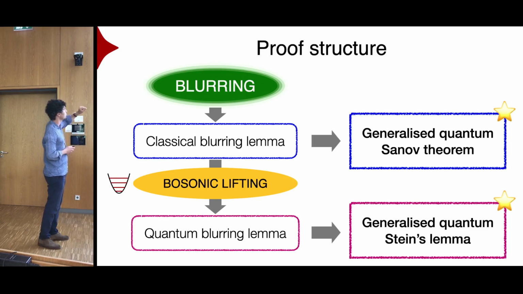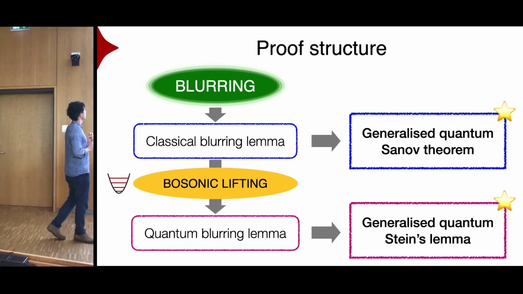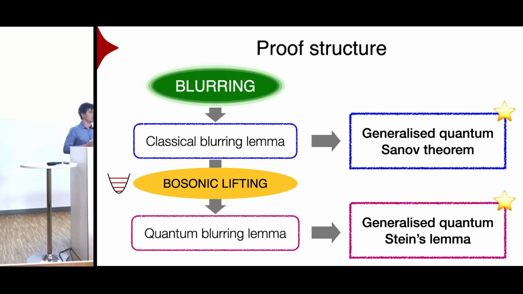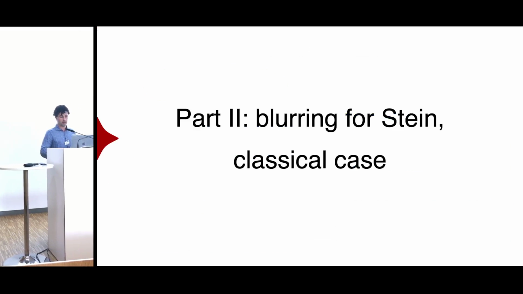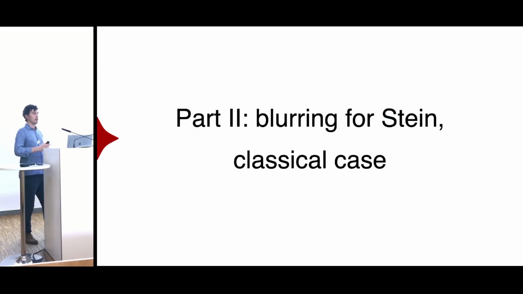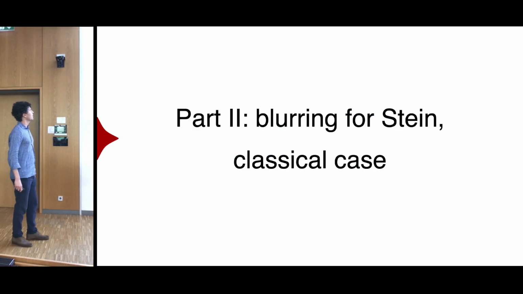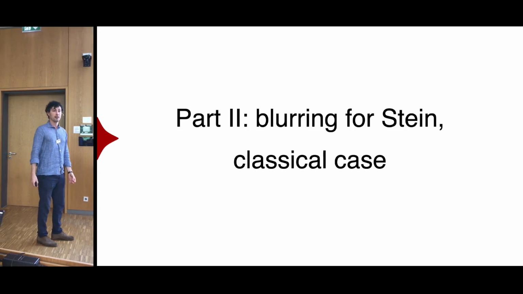So if you want to prove the generalized quantum Stein's lemma, it's a bit more difficult. You need a bosonic lifting technique to give a quantum version of this blurring lemma, and with that you can prove the Stein's lemma. Okay. Right. So the first thing I want to explain to you is how the blurring technique can be applied in the Stein setting.